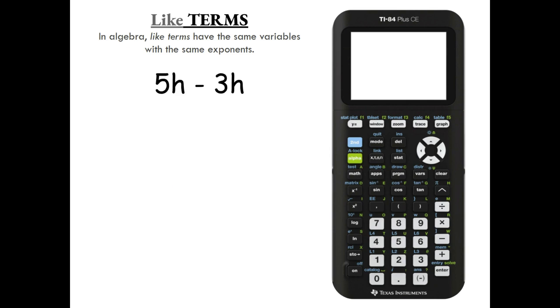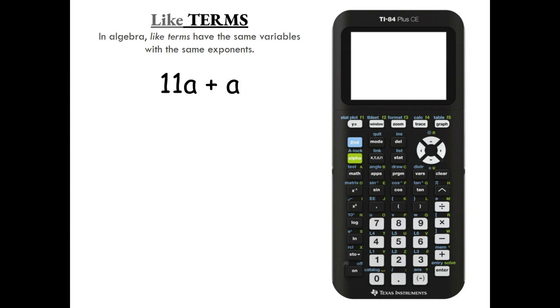5h minus 3h, again, they both have an h to the 1 power, so they have the same variable with the same exponent. So it's going to be 5, and the other coefficient is negative 3. So we add them together, so it's 5 plus a negative 3, or you can just do 5 minus 3, either way in the calculator. So you do 5 plus the negative 3, and you get 2, and 2h is your answer. 2 is not the answer, it's 2h, because 5h minus 3h is 2h.